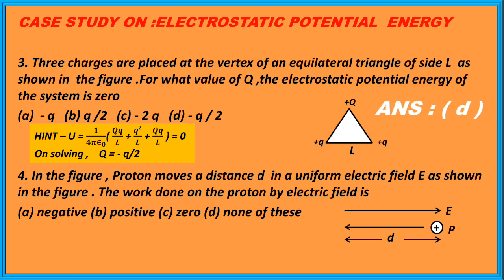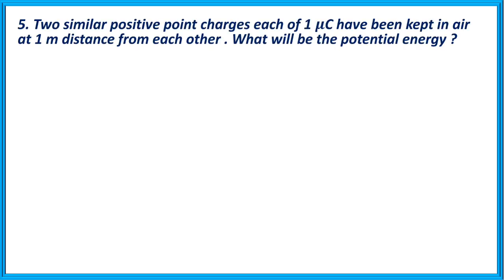Now question number 4. In the figure, a proton moves a distance d in a uniform electric field E as shown in the figure. The work done on the proton by the electric field is: option A, negative; B, positive; C, 0; D, none of these. Here your correct answer is option D, none of these.